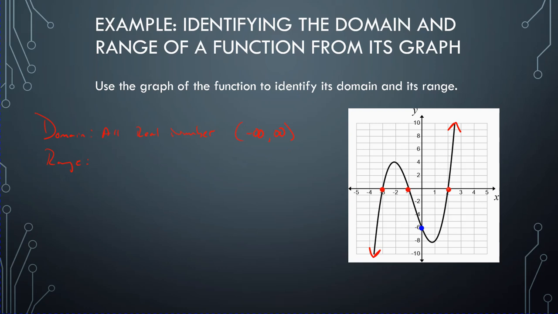And the range, look, the range is saying this is going all the way up forever and then all the way down forever. There's no y values missing. So this one, the range is also all real numbers. And that's okay to have these. Generally when you have a polynomial function, which this is some type of cubic function, the domain and range will be all real numbers.